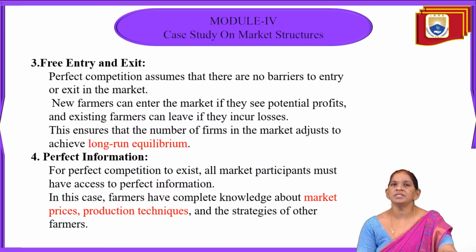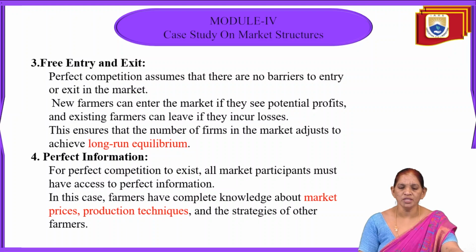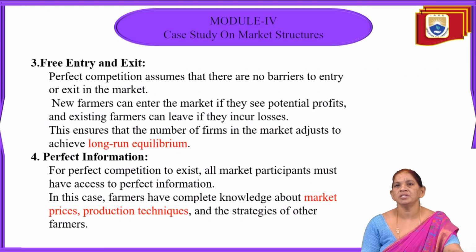As we know, perfect competition itself will have free entry and exit. So perfect competition assumes that there are no barriers to entry and exit in the market. It means that in perfect competition, a large number of buyers and a large number of sellers will be there. Whoever likes to sell the product in the market can sell, and whoever wants to purchase the product can purchase it. So that's why perfect competition assumes no barriers for entry and exit of the market.